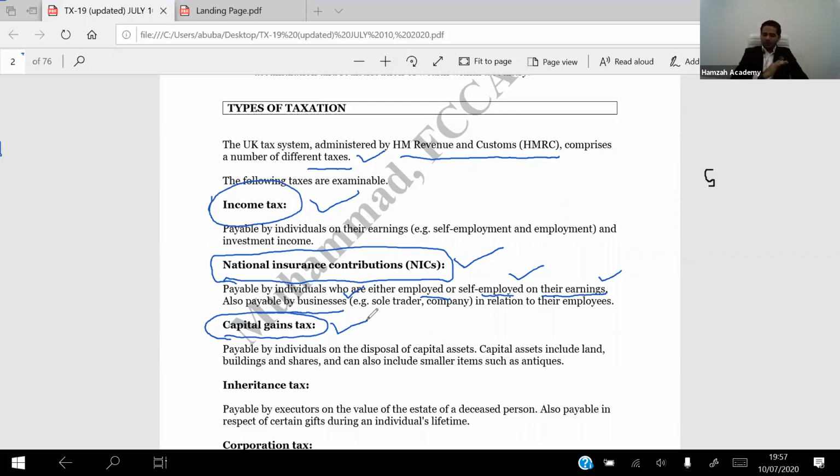So they decided, let's sell this plant and machinery, then let's sell this entire land and building also. So when it comes to selling an asset, anything can be an asset. This laptop is an asset. This building is an asset. That land is an asset. So disposal of capital assets includes land, building, shares, or even antiques. Now, why antiques? Because antiques are also valuable.